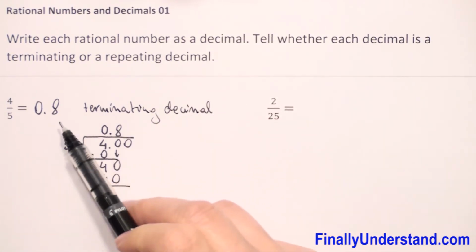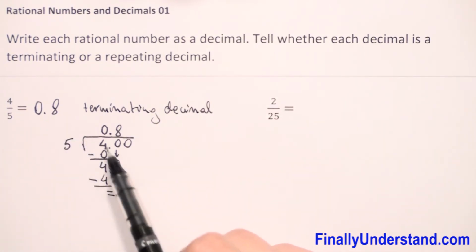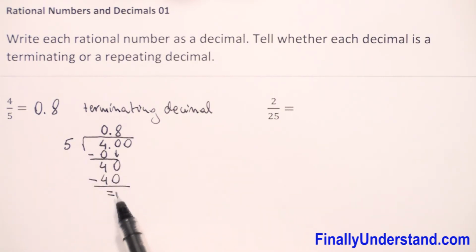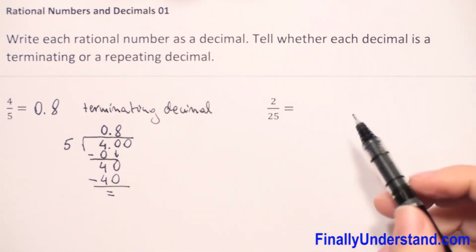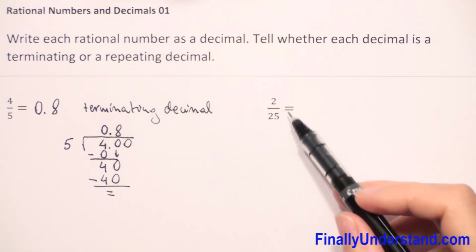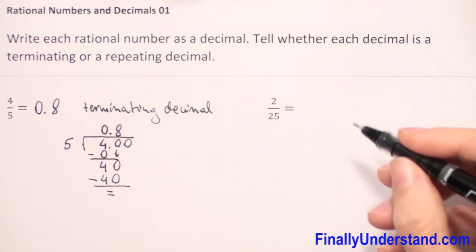Why? Because this division finished. Our long division we finish. Next example, we have 2 over 25. To change to decimal, we will use long division.